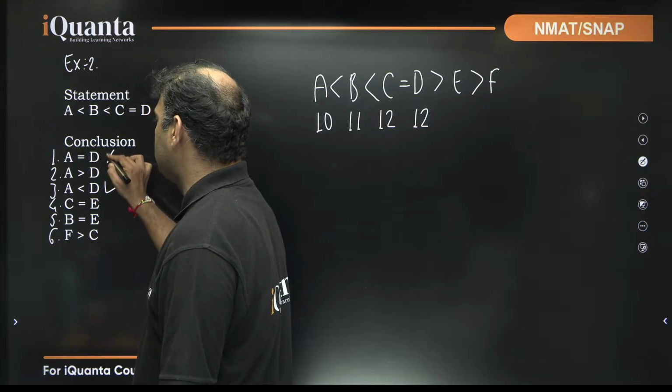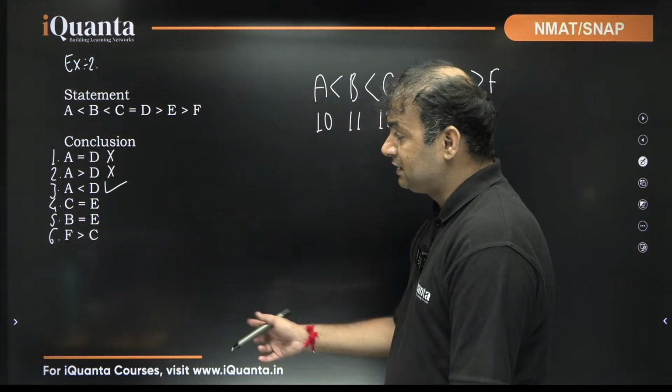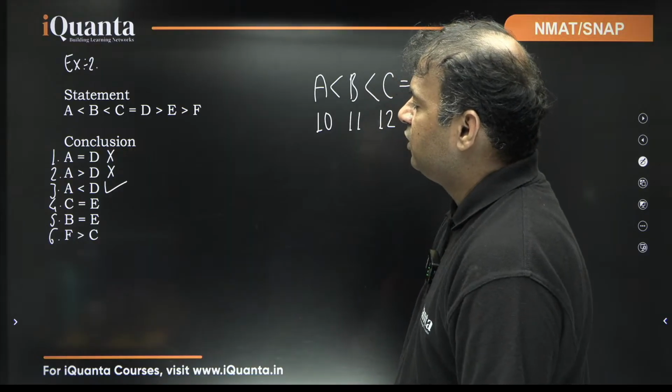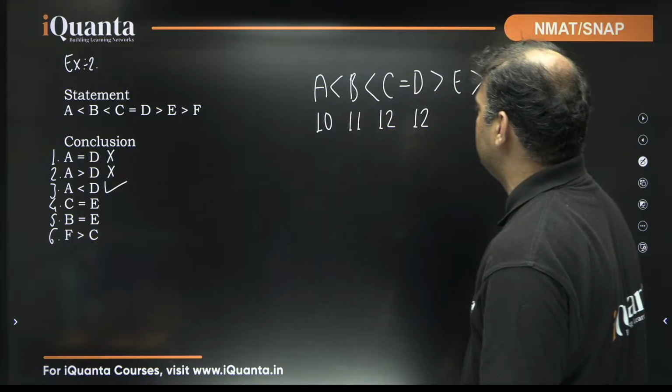A cannot be equal to D. In fact, A can't be greater than D as well. The only inequality that will work is that A is less than D. All right. Now guys, conclusions 1, 2, 3 we have dealt with. The fourth conclusion is that C equals E, right?